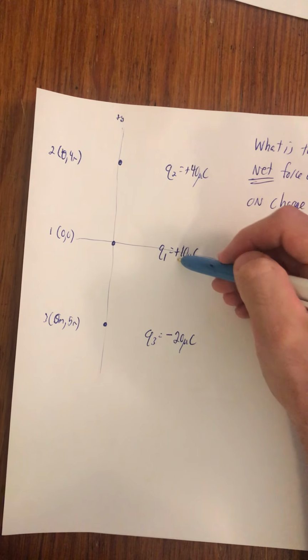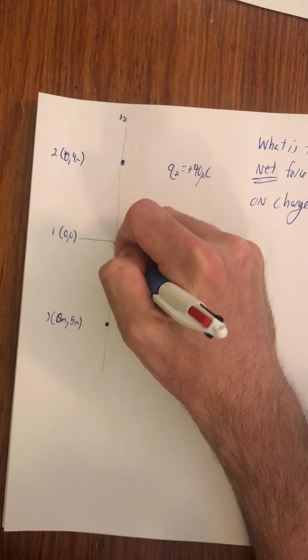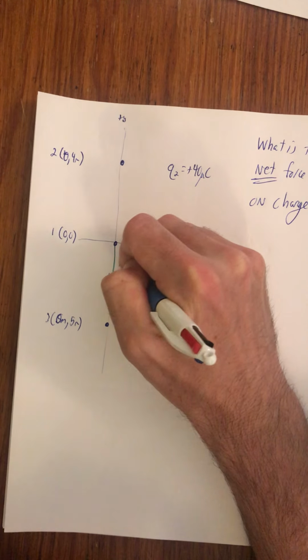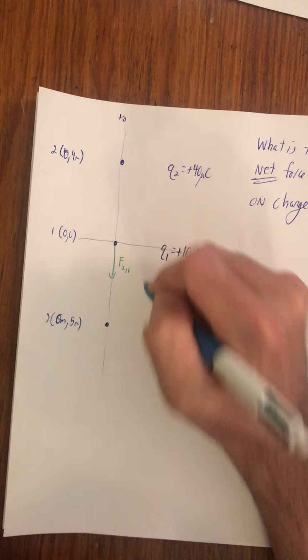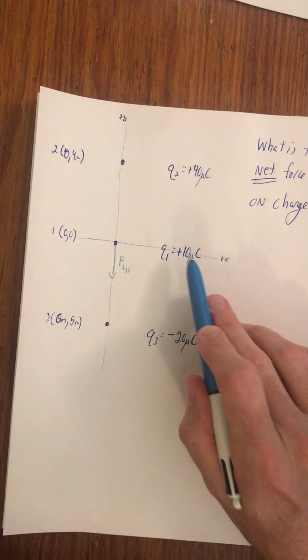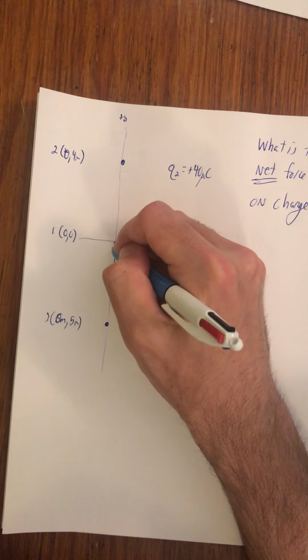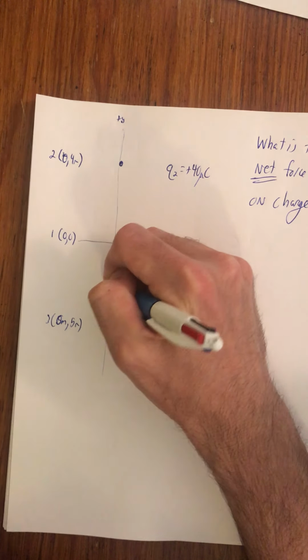These are both positive, meaning that these two things repel. Awesome. So there it is. That is the force of 2 on 1. Okay? Oh, but 3 also acts on 1. These are oppositely charged. That means it's attractive. That means 1 gets pulled towards 3.